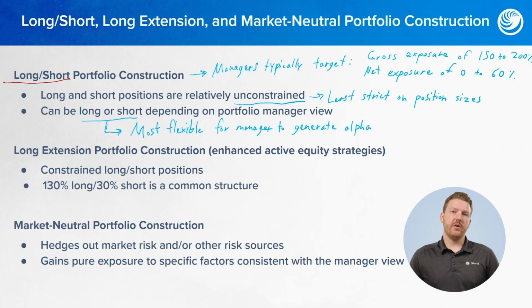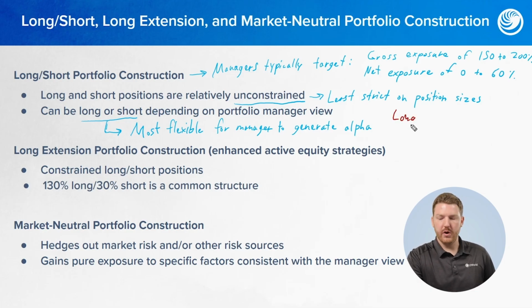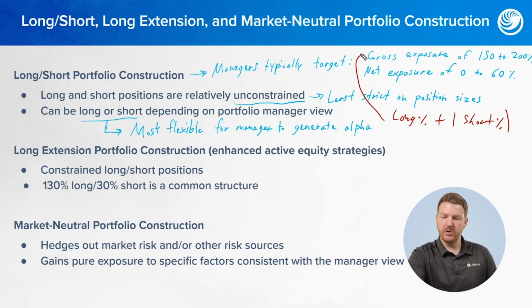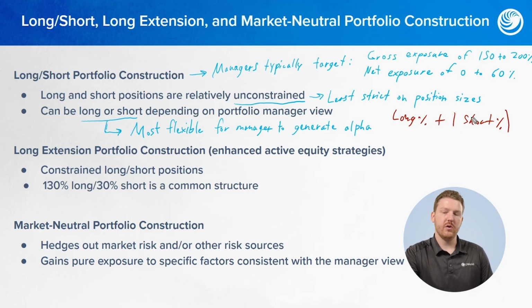With this type of portfolio, the manager's typically going to target a gross exposure of about 150 to 200%, and a net exposure of about 0 to 60%. The gross exposure would basically be the percentage that the portfolio is long plus the absolute value of the percentage that the portfolio is short, right? So that is the gross exposure, whereas that net exposure would not be the absolute value. It would really just be the short percentage if the short percentage was a negative.